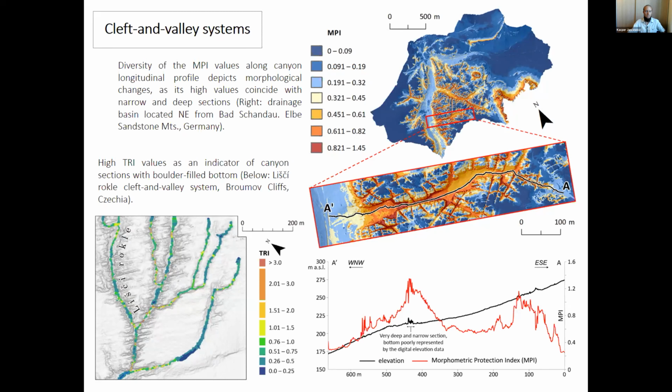And below you can see the excerpt of visualization of terrain ruggedness index within canyon bottoms. The field work that we conducted on Broumov Cliff Cuesta revealed that it quite nicely corresponds with segments of thick boulder fills.